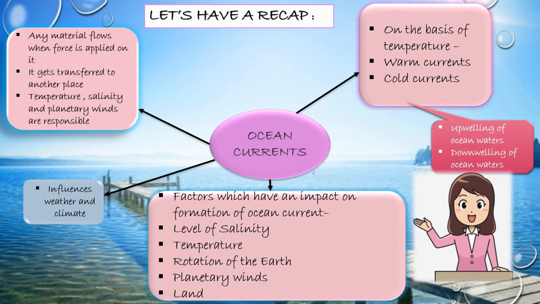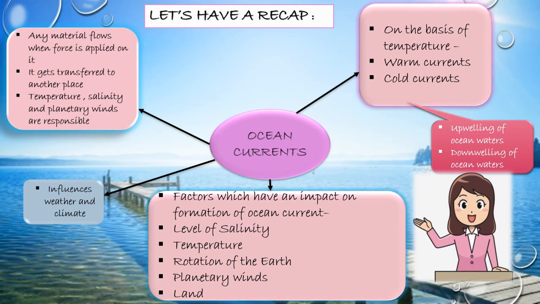And because of these currents, we have upwelling and downwelling of the ocean waters. Upwelling and downwelling is an oceanographic phenomenon. Upwelling is a process in which deep cold water rises towards the surface. On the other hand, the reverse process, called downwelling, also occurs when wind causes surface water to build up along a coastline and the surface water eventually sinks towards the bottom.